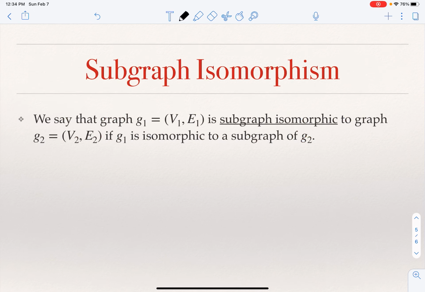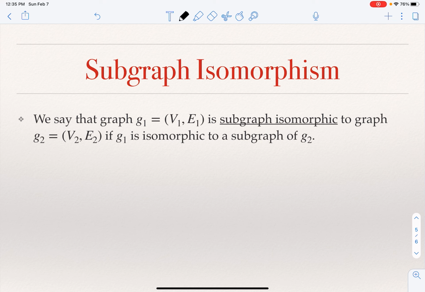The second and last concept here is subgraph isomorphism. So graph isomorphism is telling us the two graphs are the same. Subgraph isomorphism tells us that one graph is really a subgraph of the other here. Okay, so we say graph G1 is subgraph isomorphic to graph G2 if G1 is isomorphic to a subgraph of G2.